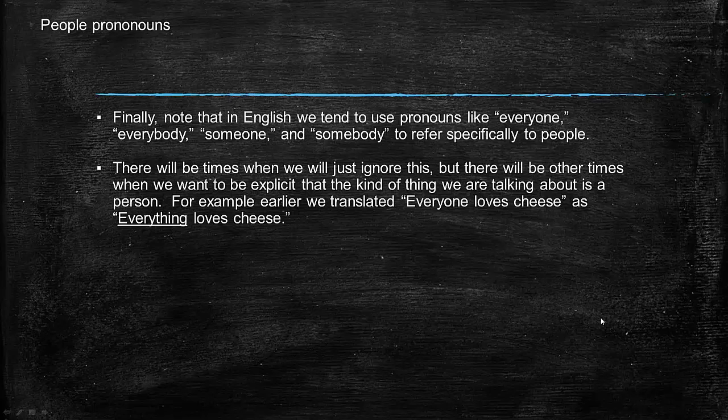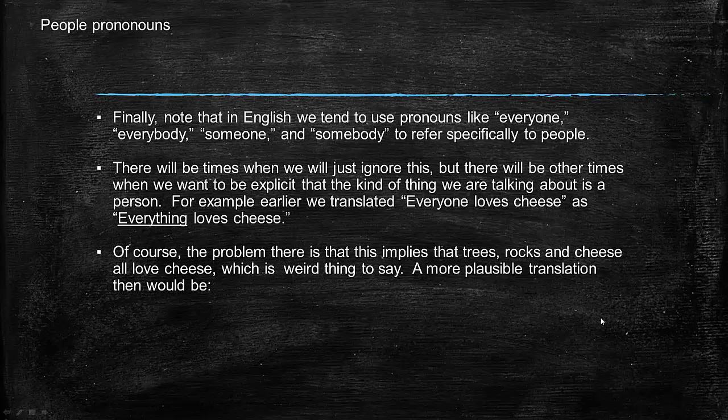So earlier we translated everyone loves cheese as everything loves cheese, but that's a bit awkward, right? Because that means that rocks love cheese, that trees love cheese. It's probably not what people mean when they say that. So what would be a better translation of this? Well, we would just include the specification that this refers to a person. So we would say for all x and for all y, if x is a person and y is cheese, then x loves y. Okay, so it just complicates our statement a little bit more, but it also makes it a little bit more accurate.